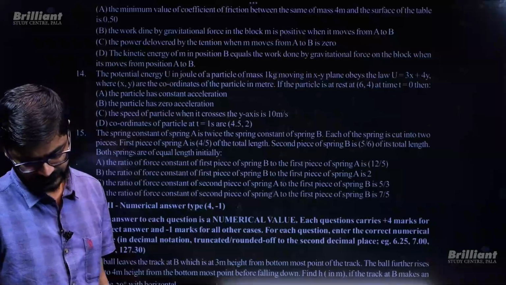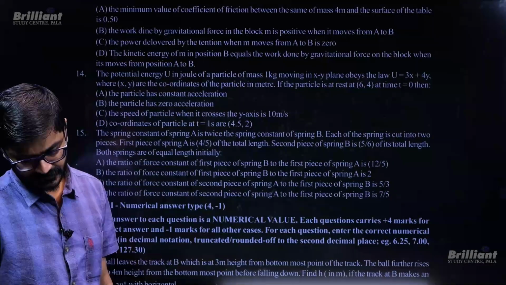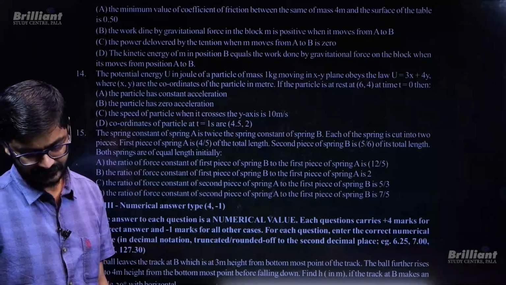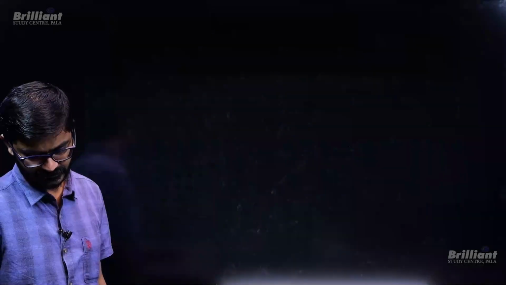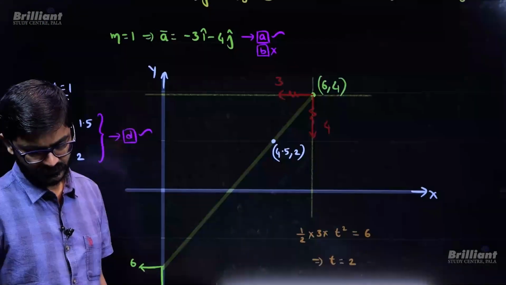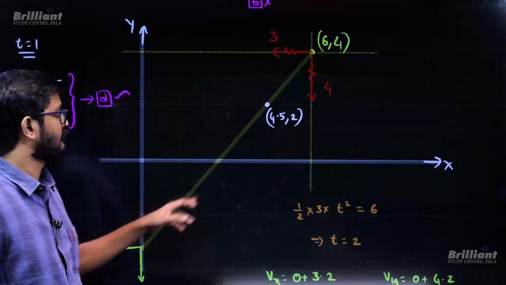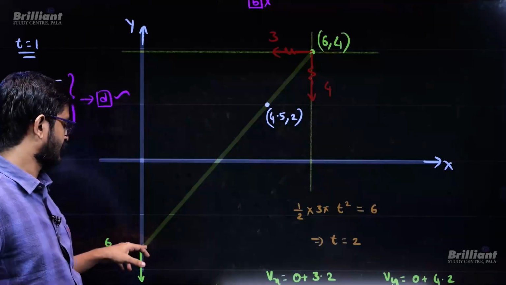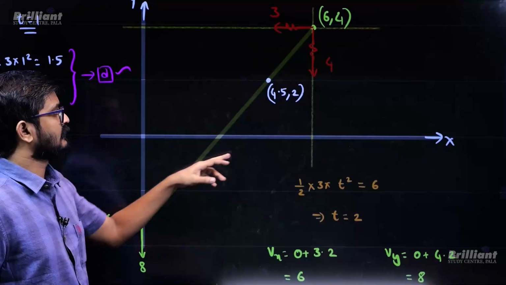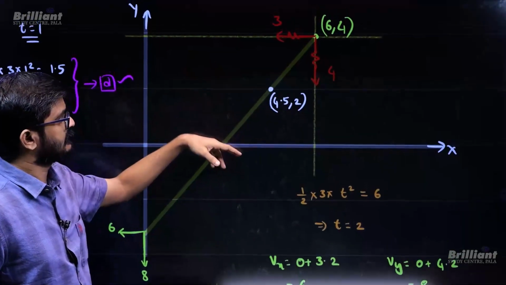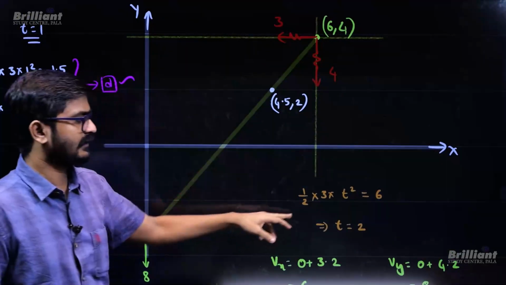Now they are asking the speed of the particle when it crosses the y axis. When it crosses the y axis, in the sense the x coordinate must be 0. So it will be going along this path. So when it crosses here, now the distance traveled along the x axis is how much? 6. The distance traveled along the x axis is 6.